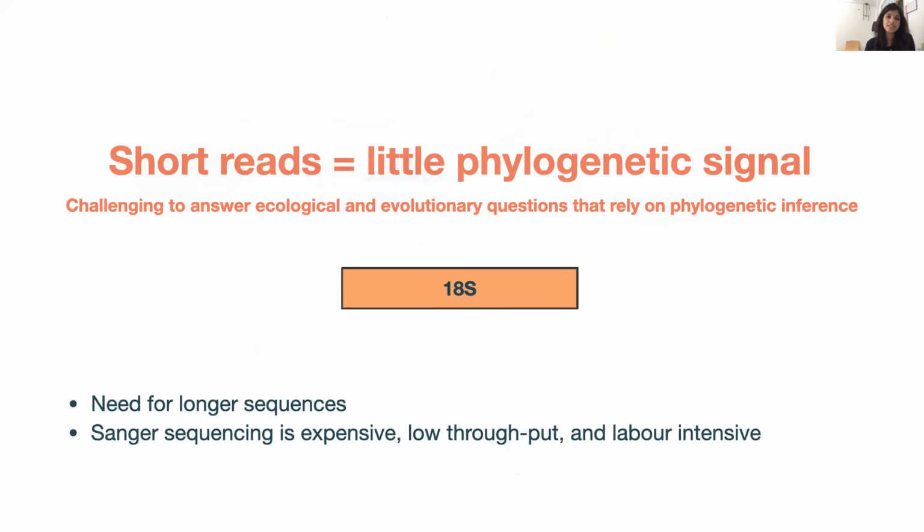So there is clearly a need for longer environmental sequences. And it's a need that cannot just be fulfilled by Sanger sequencing because it is expensive, it's low throughput, and it is labor intensive.